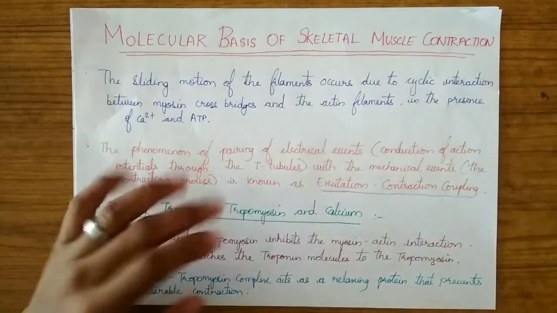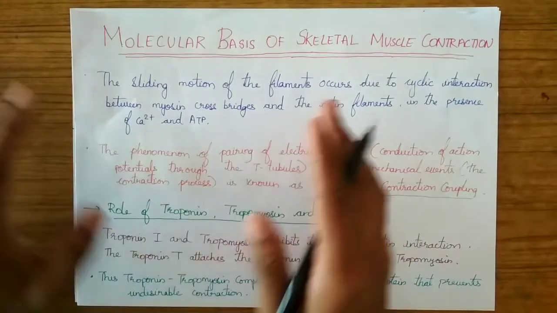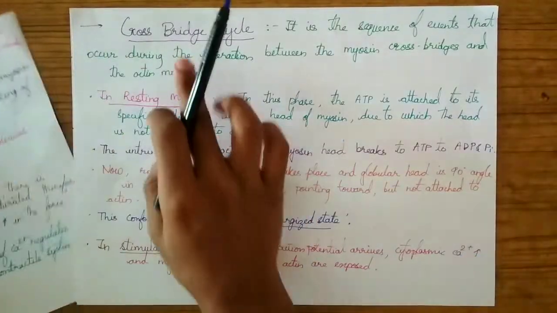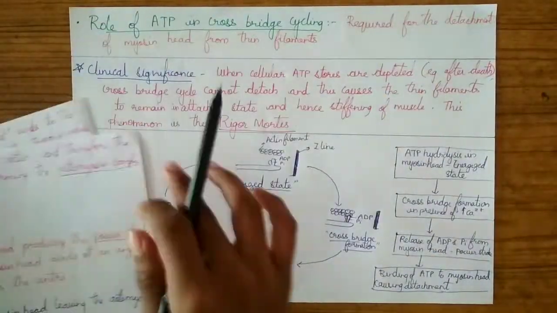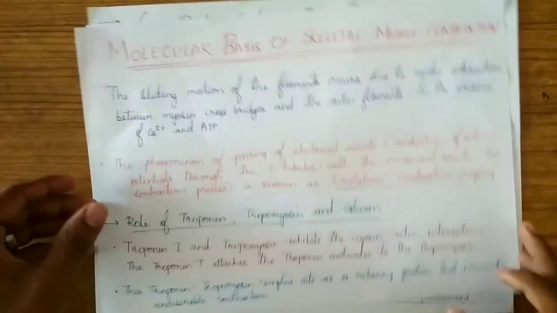Today I will be talking about the topic molecular basis of skeletal muscle contraction. So in this video I will be talking about the role of troponin, tropomyosin and calcium, the cross-bridge cycle, the role of ATP and cross-bridge cycling, and the types of contraction. So let's start this video.